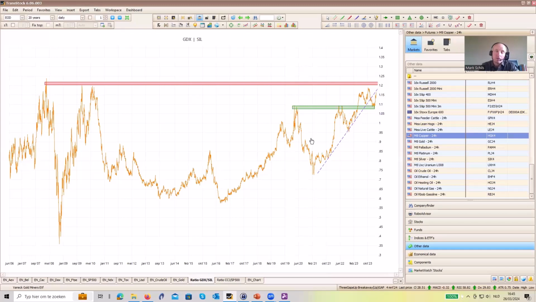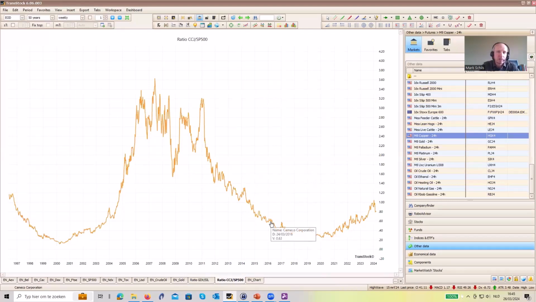Okay. Then the last chart I want to show is the ratio between Cameco and the S&P 500. We could say Cameco is a nice in-between for energy and for commodities.